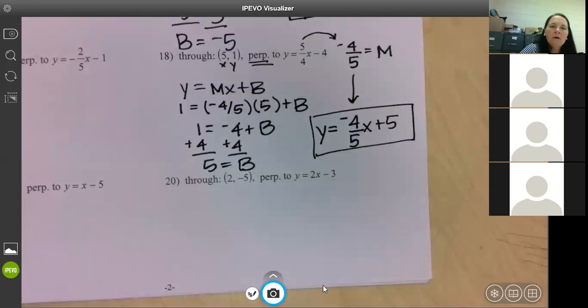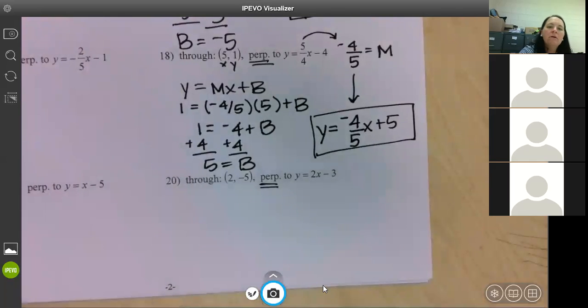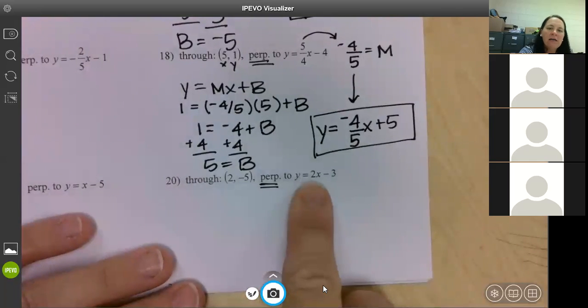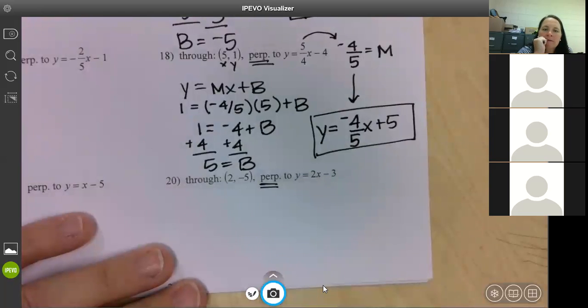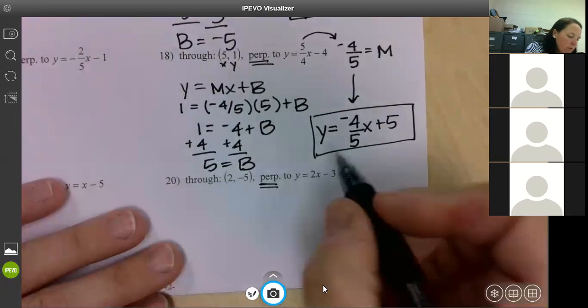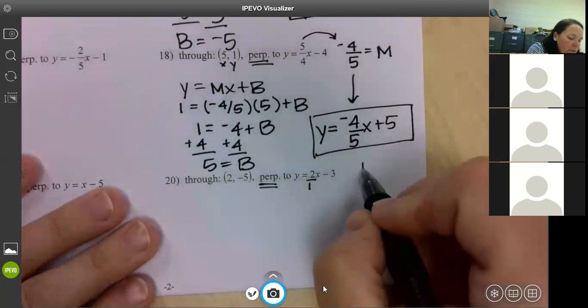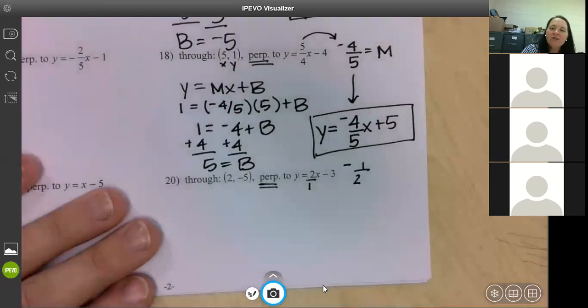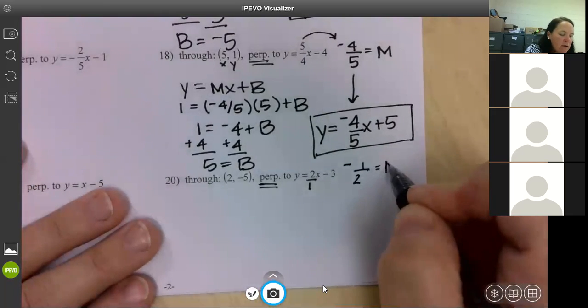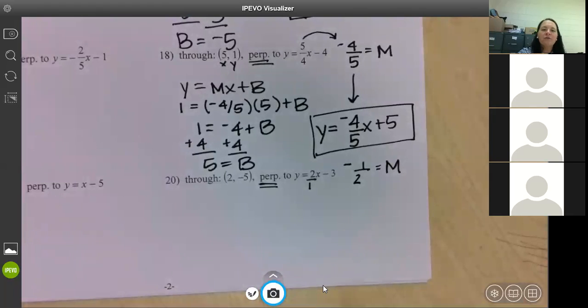Not a big deal. If we're looking at 20 and it tells me to do perpendicular, but I don't have a fraction right here, what do I do? How can I make this a fraction? Put a 1 under it. Always under it. So whole numbers have the 1 underneath, but what happens when we flip it? We flip and change, so we'll get -1/2 as our new m. So always make sure that 1 is underneath it and then flip it to the top.